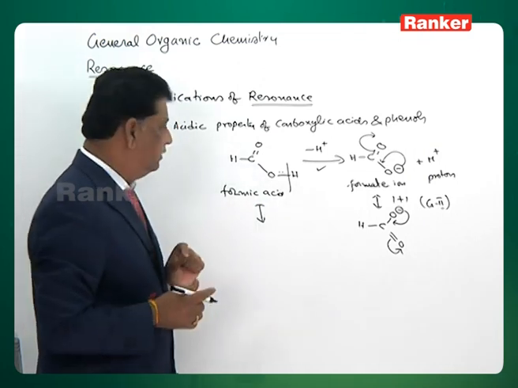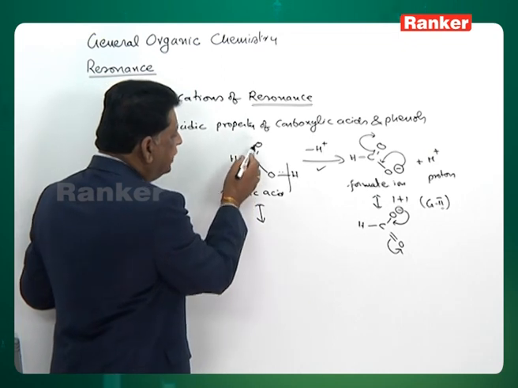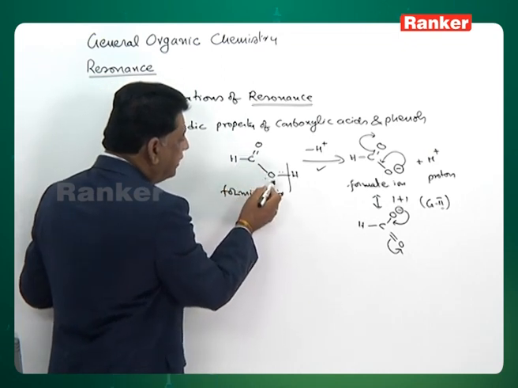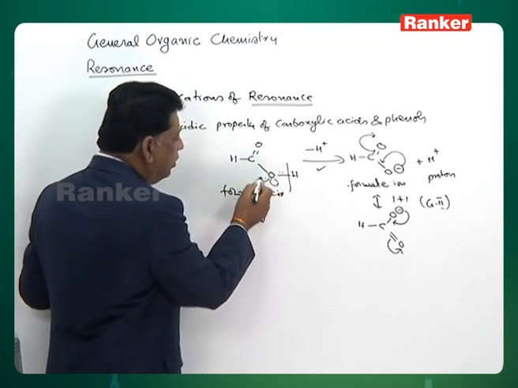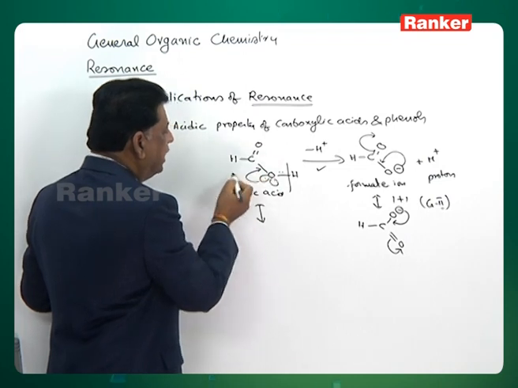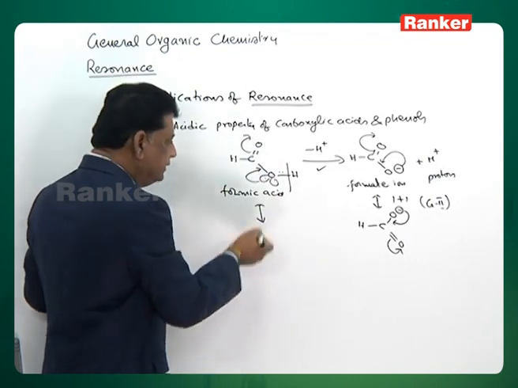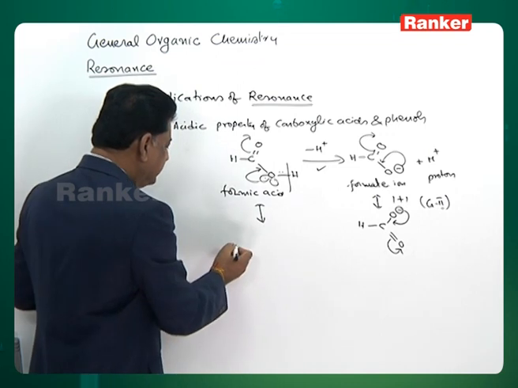No, it too has a resonance. Where is the eligibility? There is a pi bond and the 2 lone pairs are there, isn't it? Oxygen is having the 2 lone pairs. One of these lone pairs can donate and show the resonance. This formic acid itself has a resonance.